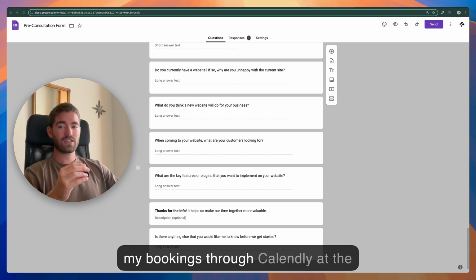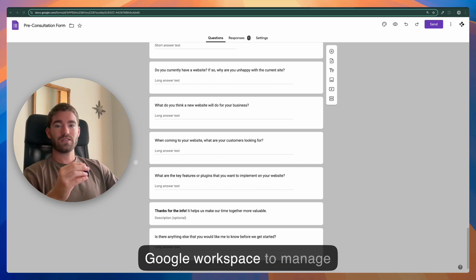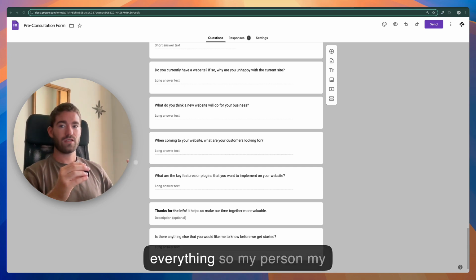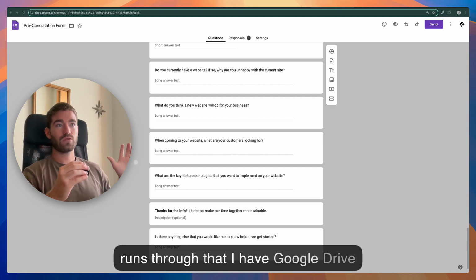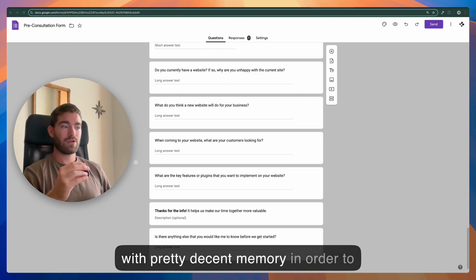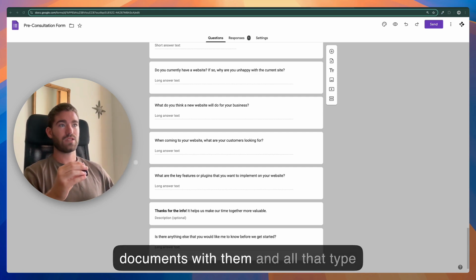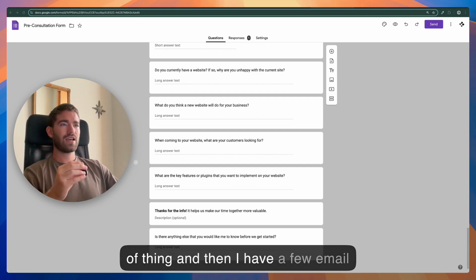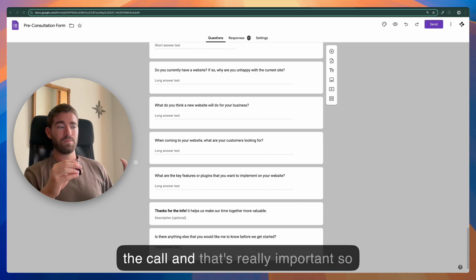I take my bookings through Calendly at the moment, which is free to set up. I use Google Workspace to manage everything, so my professional email and everything all runs through that. I have Google Drive with pretty decent memory in order to get clients to upload assets, to share documents with them, and all that type of thing. And then I have a few email templates that I send out directly after the call.